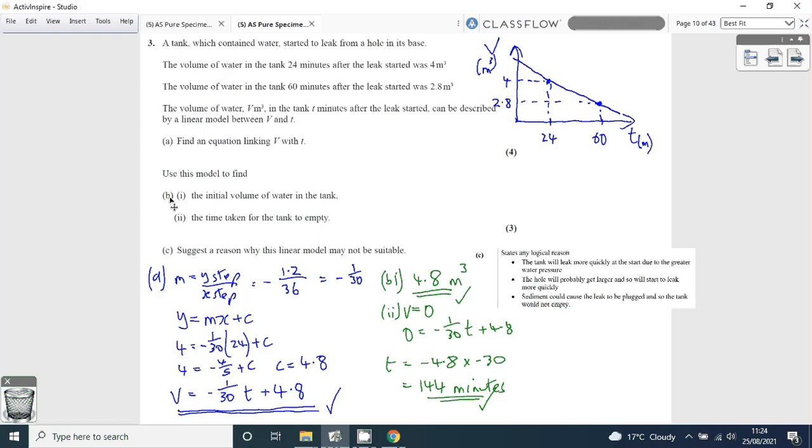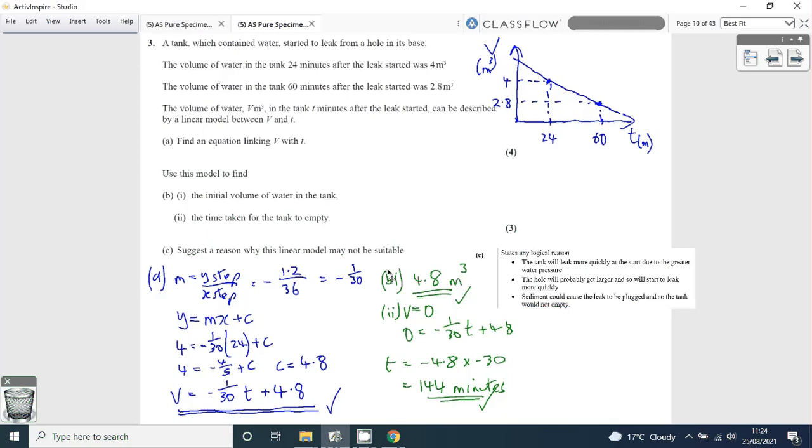Now for part B, part 1, the initial volume of the water in the tank, well that's this point up here, okay? We've just worked that out in part A, it's c. It's the volume when t equals 0. So that's 4.8 meters cubed.